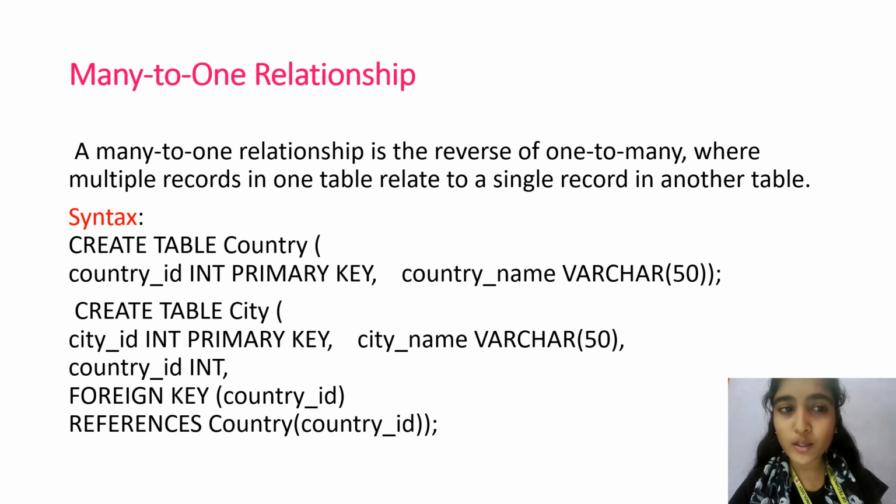The next slide is the many to one relationship. This is the third relation. A many to one relationship is the reverse of one to many, where multiple records in one table relate to a single record in another table. So I have mentioned the syntax for this. Create table country, country ID int primary key, country name varchar. Create table city, city ID int primary key, city name varchar, country ID int, foreign key country ID references country, country ID.